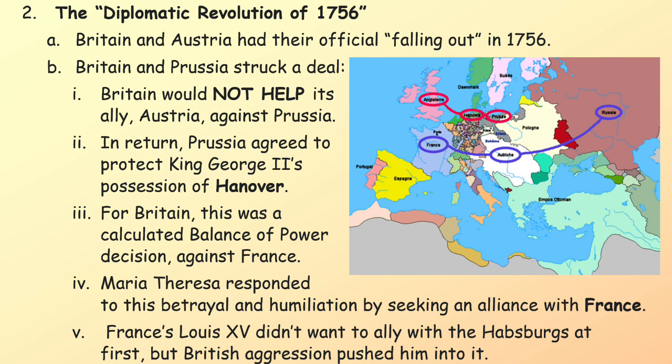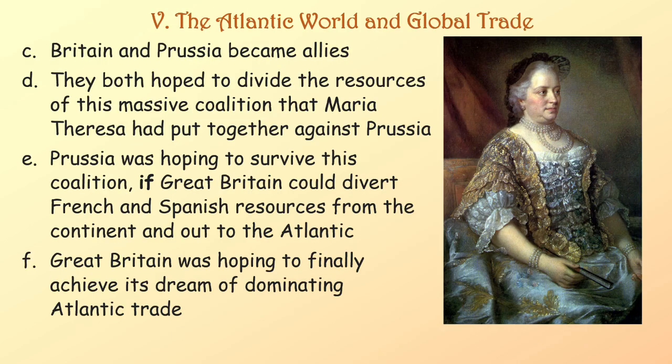So for Britain, this was a calculated balance of power decision against France. But Maria Theresa responded to this betrayal and this humiliation by seeking an alliance with, of all people, France. And France's Louis XV did not want to ally with the Habsburgs at first, but British aggression pushed him into it. So Britain and Prussia became allies. They both hoped to divide the resources of this massive coalition that Maria Theresa had put together against Prussia. Prussia was hoping to survive this coalition if Great Britain could divert French and Spanish resources from the continent and out to the Atlantic. Great Britain was hoping to finally achieve its dream of dominating the Atlantic trade.